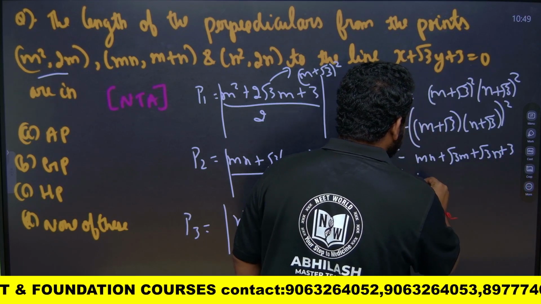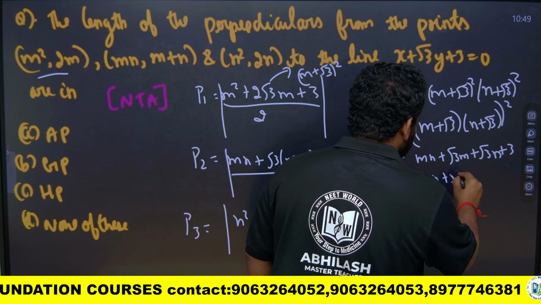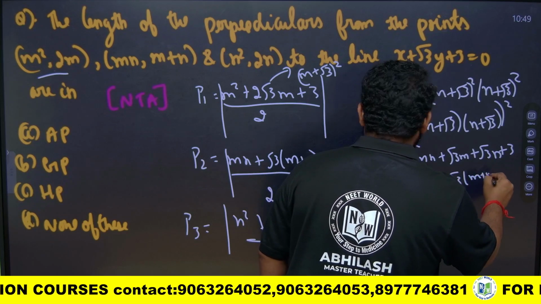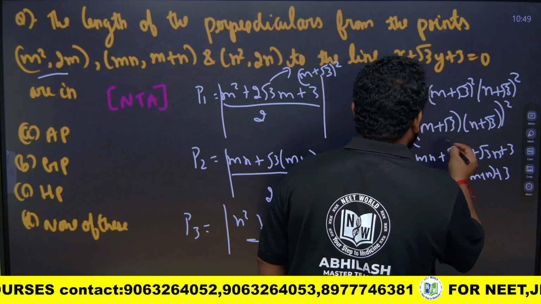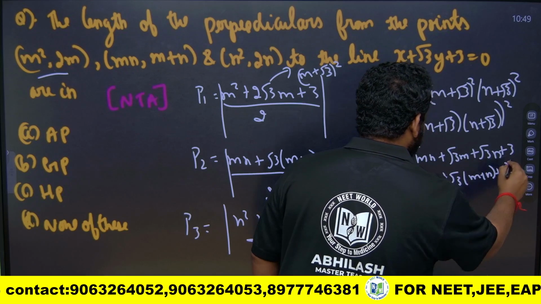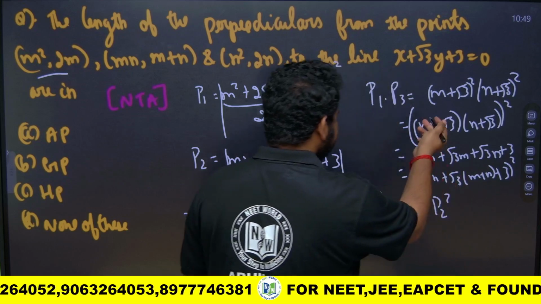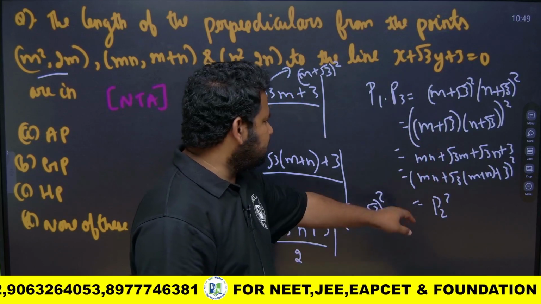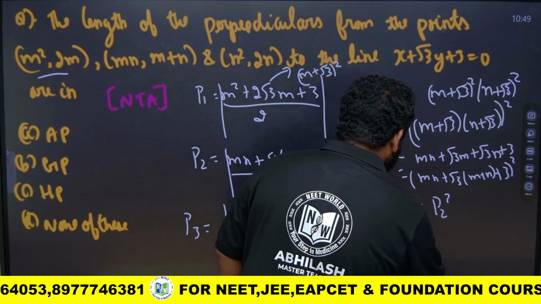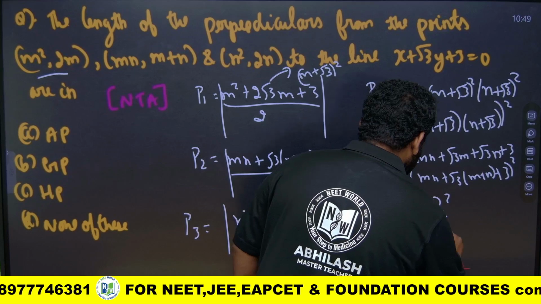So this will be equal to mn plus root 3 into m plus n plus 3, whole square. This is nothing but equal to p2 square. Here I have not written the denominator because everywhere the denominator is the same. So we got p1 into p3 is equal to p2 square.